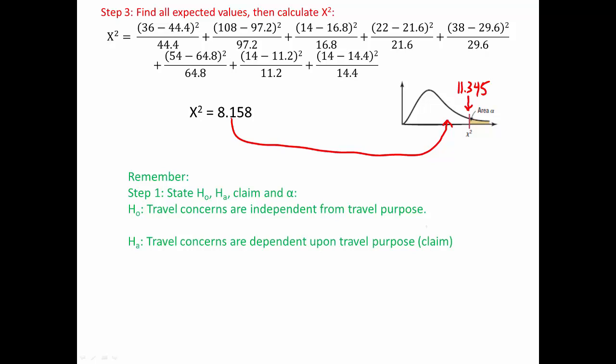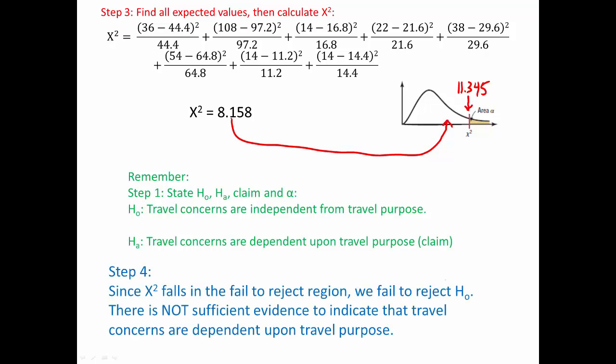I don't know if I reread that in the question. Hopefully you read the question. That's what they were trying to claim, that they do depend upon each other. So the final thing that you write, you don't necessarily have to write this first sentence here. What we really need is the last one. We reject this, so it has to be put in context of the question. That means there is not sufficient evidence to indicate that travel concerns depend upon travel purpose, meaning they're not related. There wasn't enough evidence to show that they were related, right?